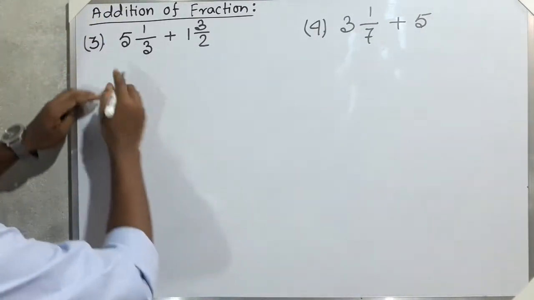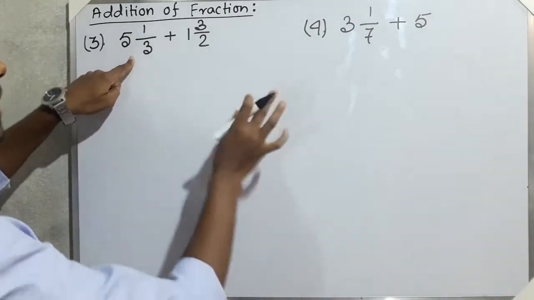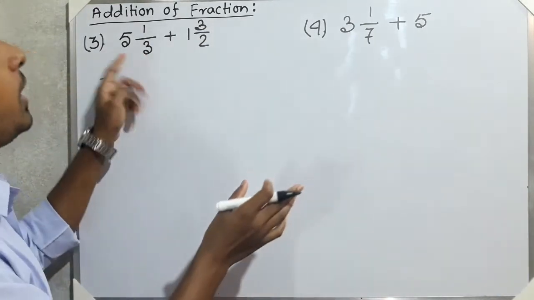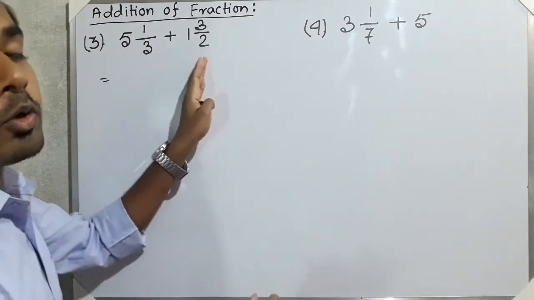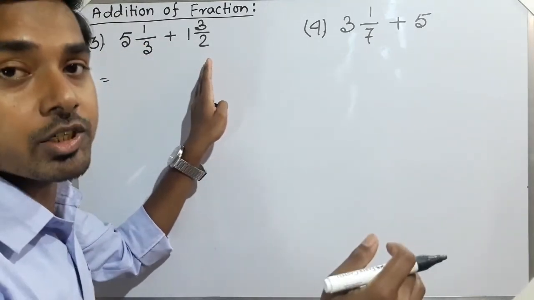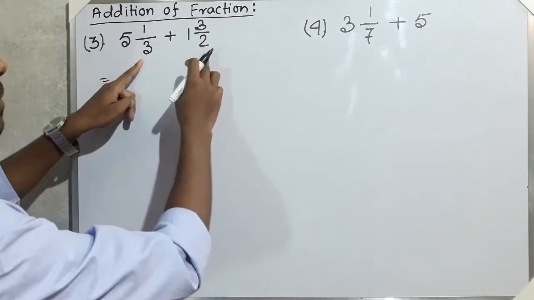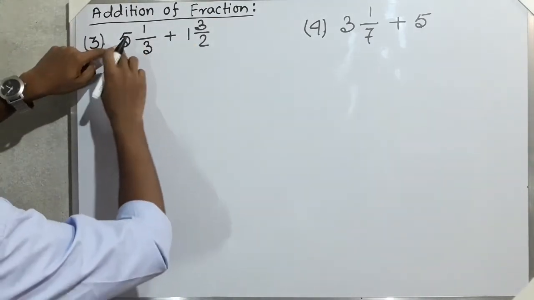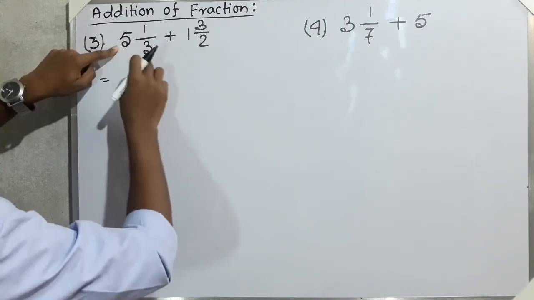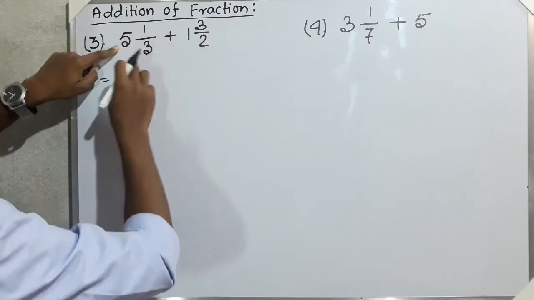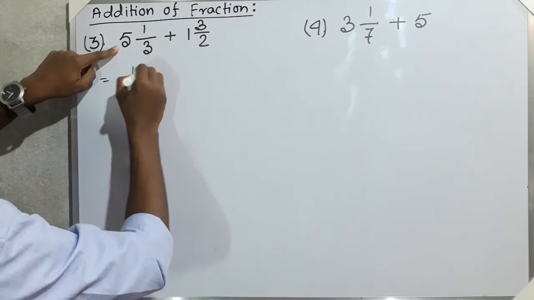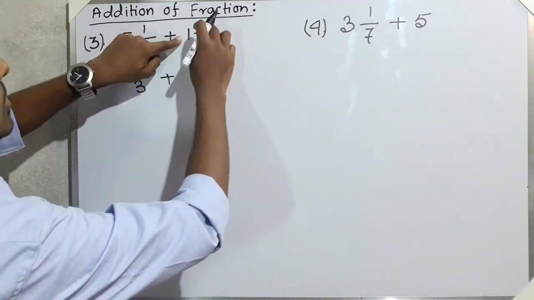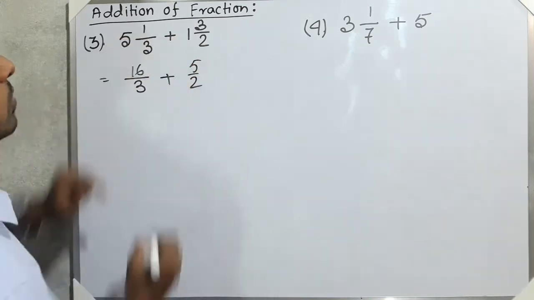Okay, so what I have to do here, also I have to do addition, but here you are given some mixed fractions. First of all, the mixed fraction you have to convert into improper fraction. How to convert? 5 threes are 15, plus 1. Diagonally multiply, then add with the numerator. So 5 threes are 15 plus 1, 16 by 3. Here 2 ones are 2 plus 3, 5 by 2.